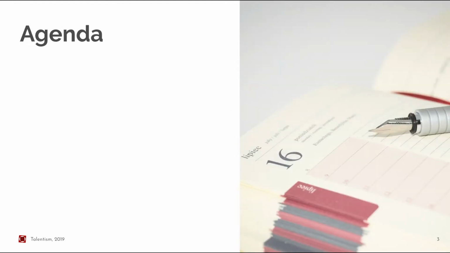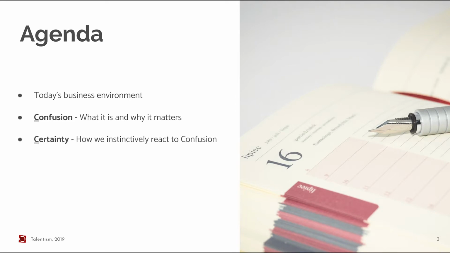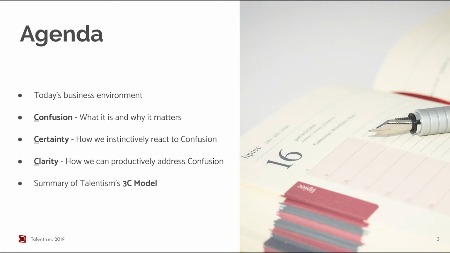Here's our agenda for how we'll accomplish our goals. First, we'll ground ourselves in the current business landscape. Then, we'll explain what is confusion and why it matters. There are two paths out of confusion. We'll explore the path of certainty, how we're wired to instinctively react to confusion, and then the path of clarity, how we can productively address confusion. And finally, we'll pull it all together and summarize the 3C model.